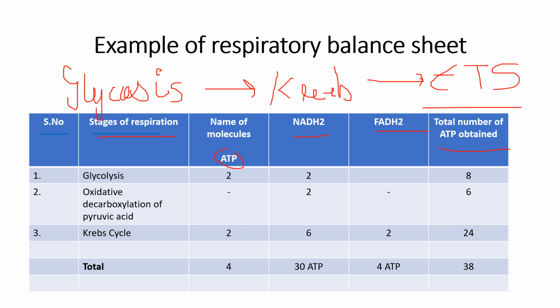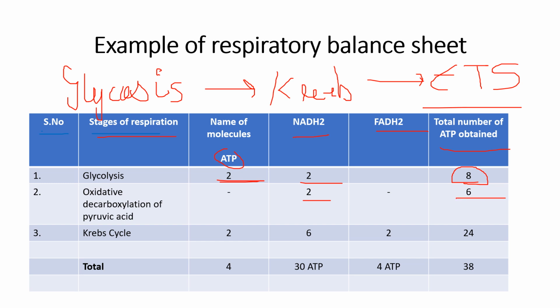So in glycolysis, ATP is being produced, then NADH2 is being produced, which is 2, and the total number of ATP which is being produced is 8. And in oxidative decarboxylation of pyruvic acid, the NADH2 molecules occur as 2, and FADH2 and ATP will not occur. So the total number of ATP obtained here is 6.